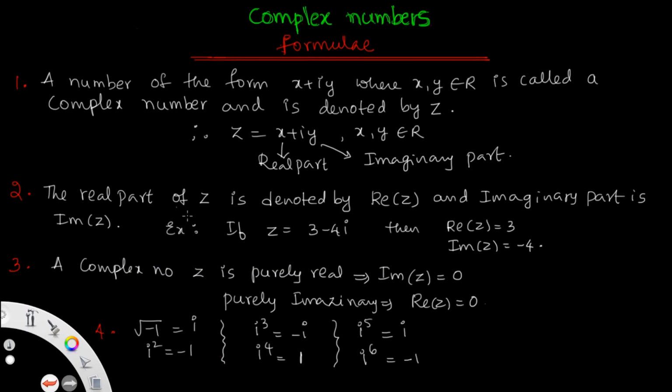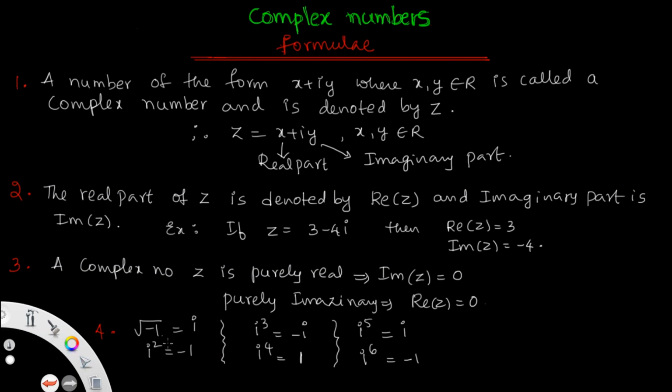The real part of z is denoted by Re of z, the short way. Imaginary part of z is Im of z, that is, Im of z means imaginary part of z. Suppose, for example, z equal to 3 minus 4i, the real part of z is equal to 3 and the imaginary part of z is equal to minus 4. If a complex number z is purely real, the imaginary part should always be equal to 0. If it is purely imaginary, the real part should be 0.